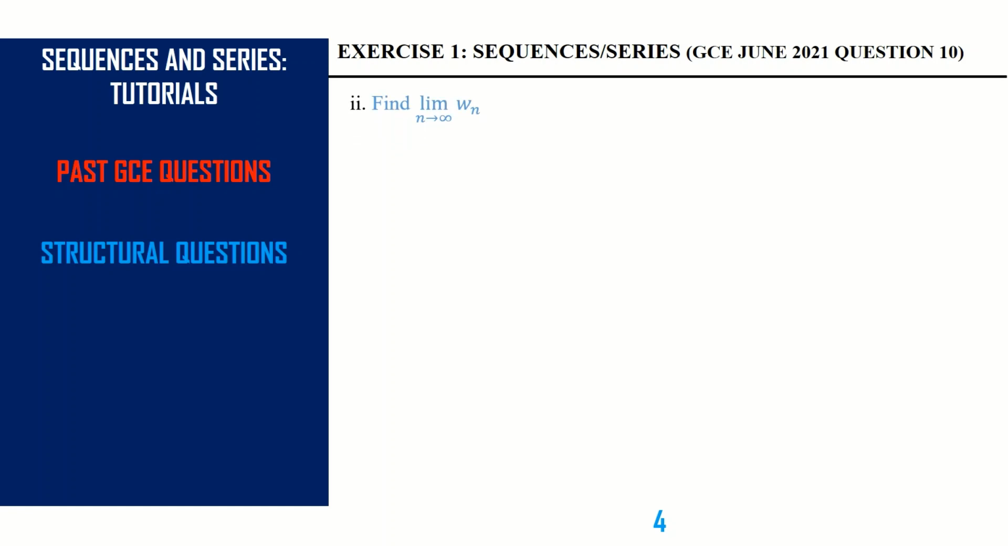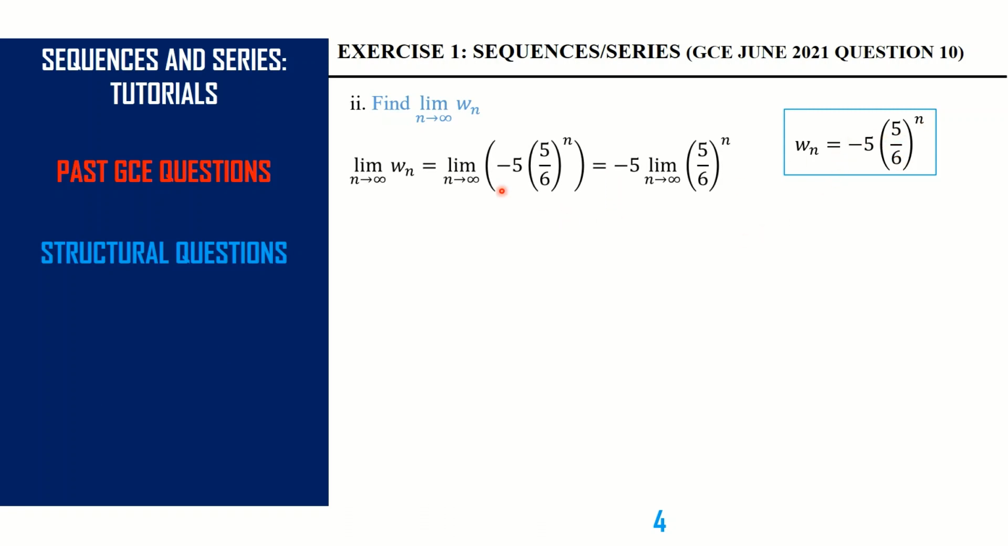So we get to Roman 2, which is asking us to find the limit as n tends to infinity of Wn. Now, since we expressed in the previous slide our Wn in terms of n, we had negative 5 times 5 on 6 raised to the power n. So the limit of Wn is simply the limit of its equivalence, which is equal to negative 5 times the limit of 5 on 6 all that raised to the power n.